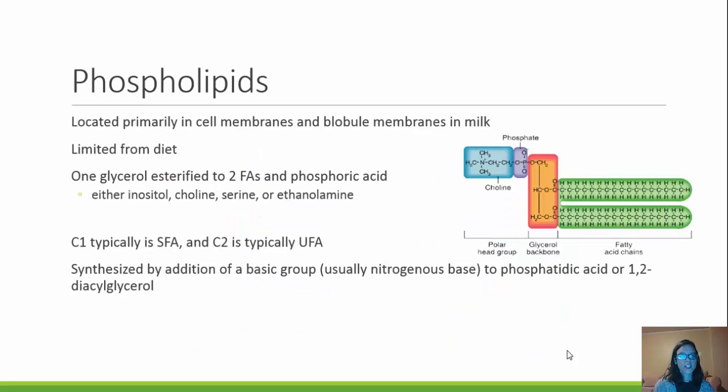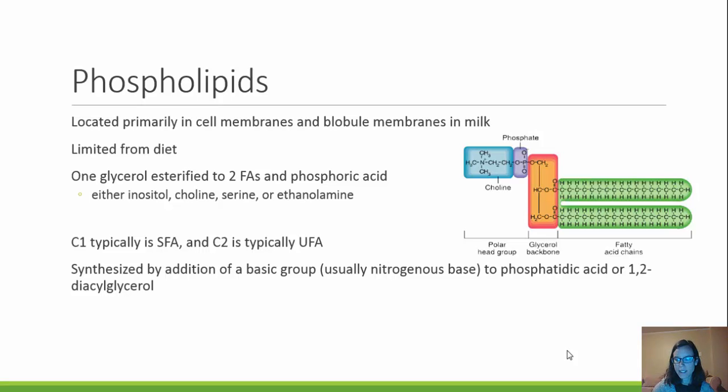Okay, so now we're going to talk about phospholipids. These you might also see called glycerophospholipids or phosphoglycerides. And these are located primarily in the cell membrane. Oops, sorry, that's a typo. And in the globule membranes in milk. These do occur in very small amounts in dietary fat, so most of them are produced endogenously.